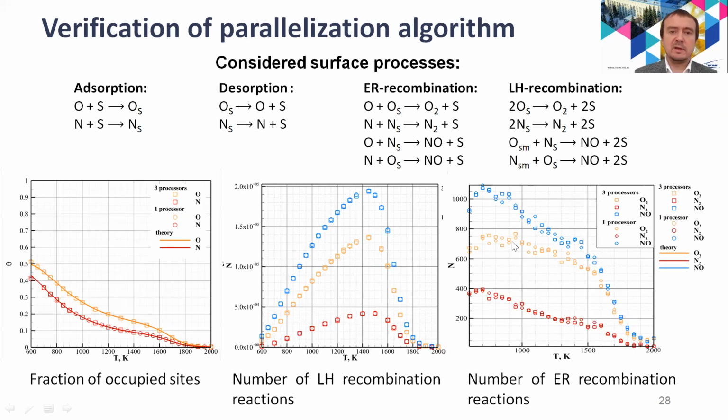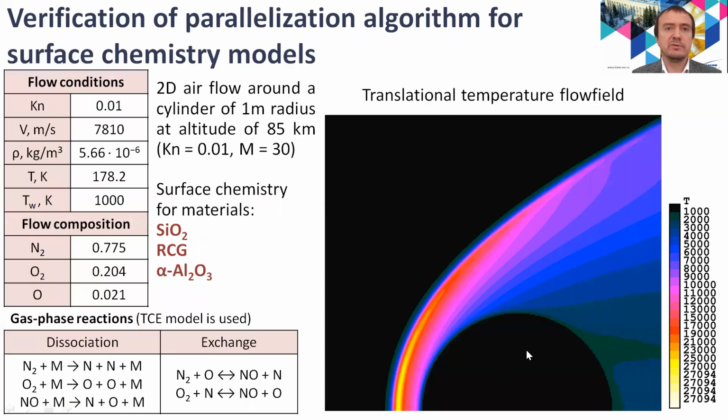And the next slide is the same, but with reactions which led to NO production. Again, great agreement between 1 processor and 3 processor case for the fraction of occupied active sites, and also very good agreement between this 1 processor and 3 processor case for the number of Langmuir-Hinshelwood recombination events and Eley-Rideal recombination events.